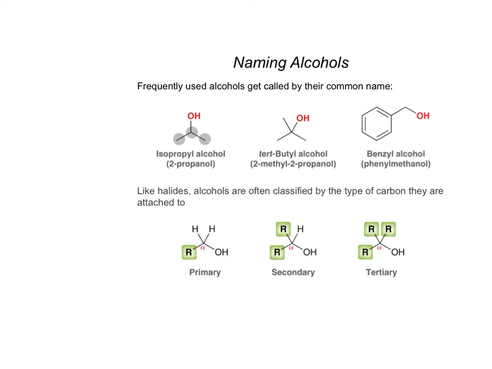Another very common one for that is tert-butyl alcohol. Again, this would be a 2-methyl-2-propanol as the actual IUPAC name, but its common name is referred to much more often, which again is tert-butyl alcohol.